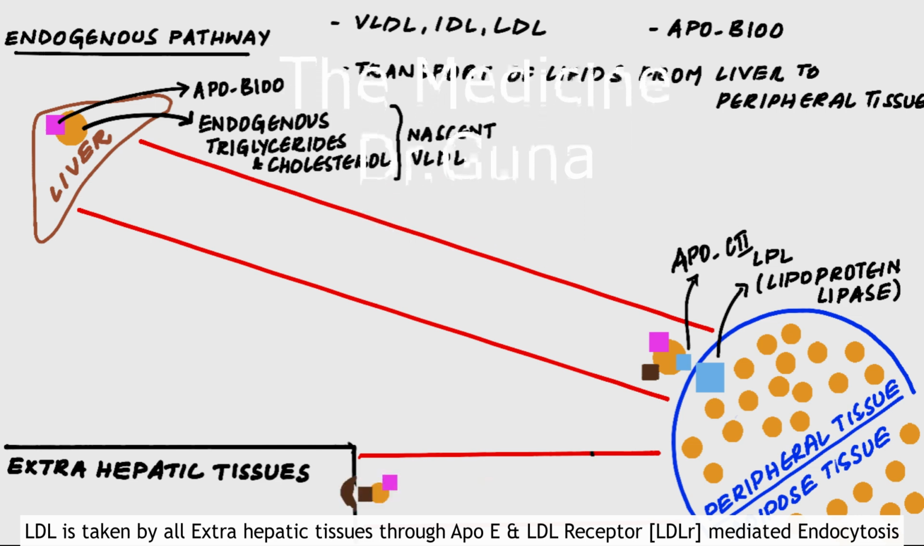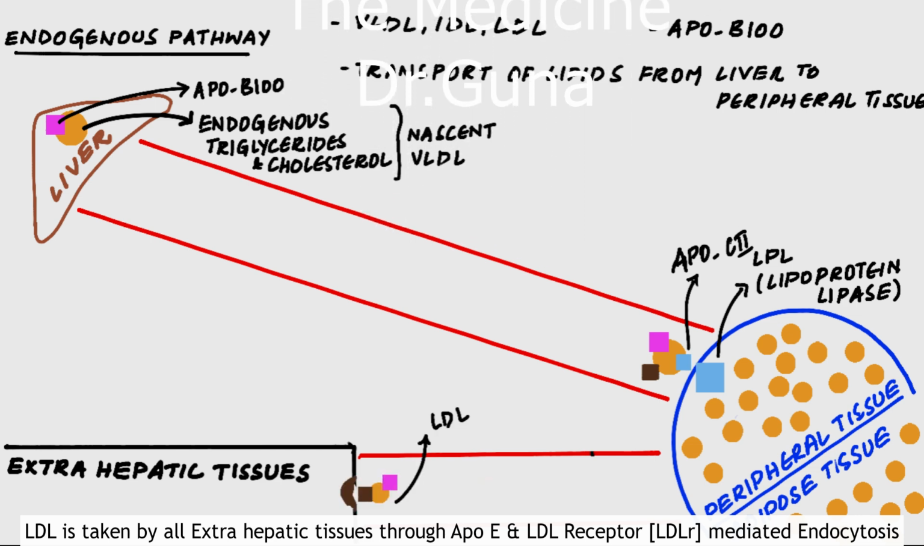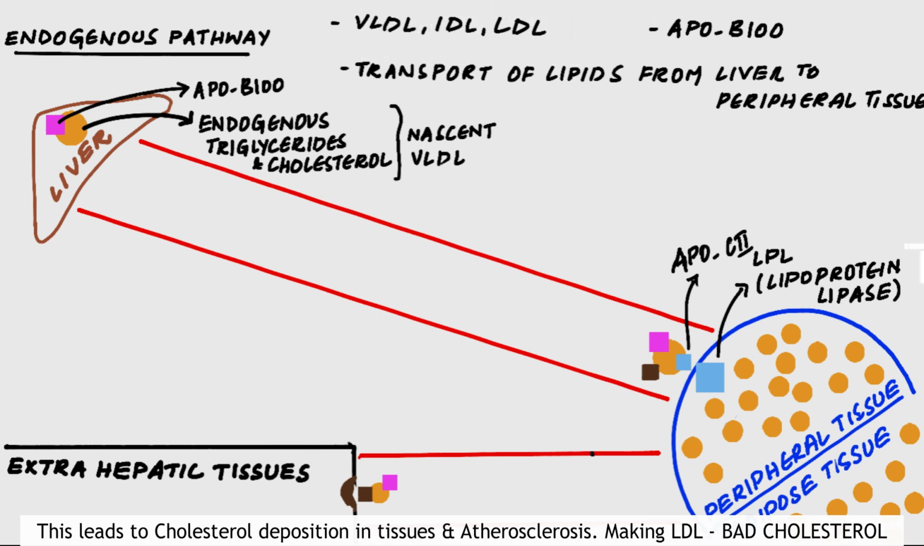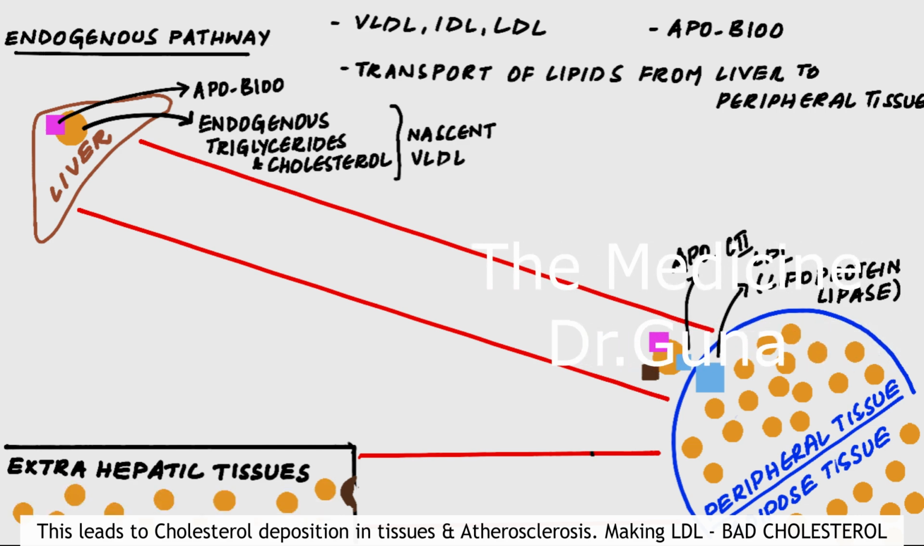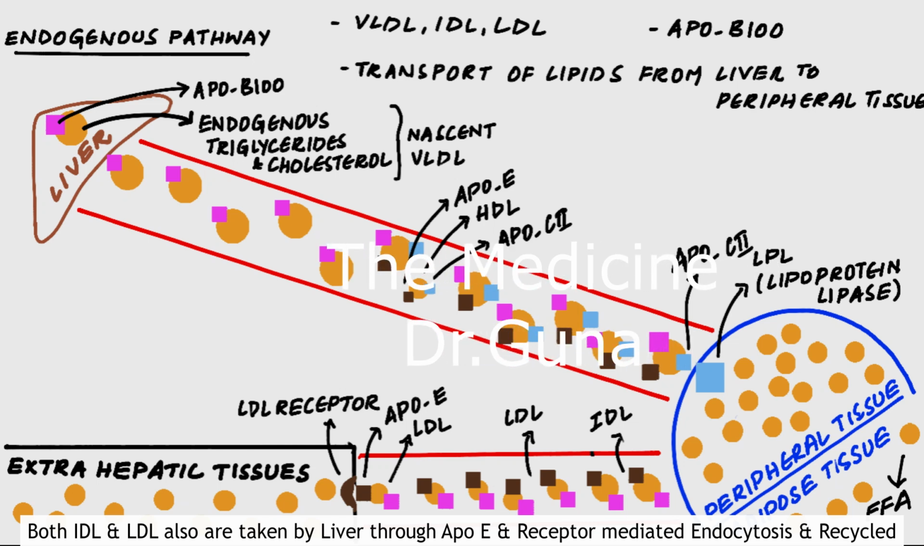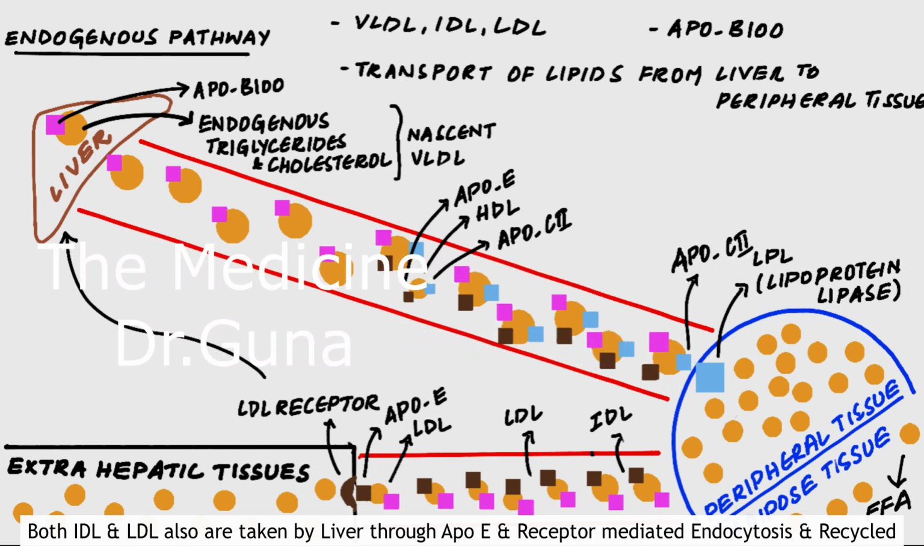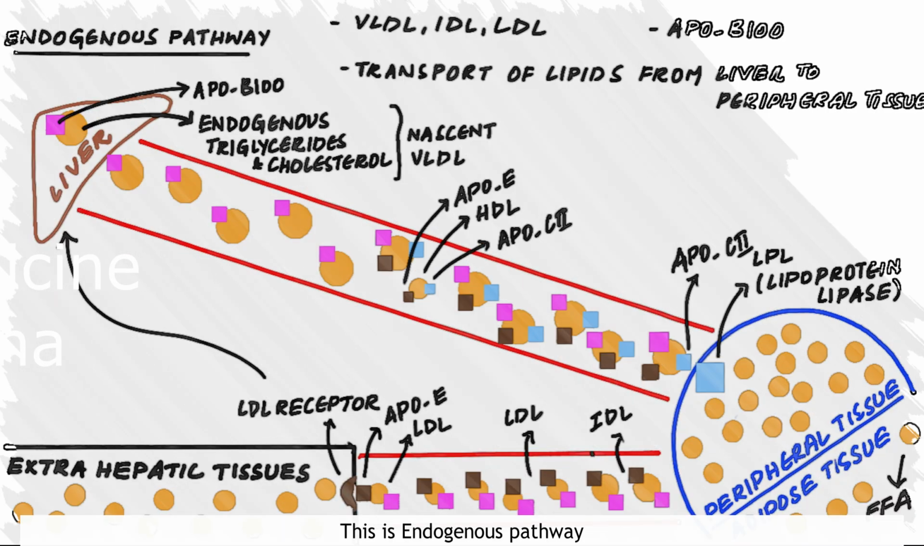LDL is taken up by all extrahepatic tissues through ApoE and LDL receptor-mediated endocytosis. This leads to cholesterol deposition in tissues and atherosclerosis, making LDL the bad cholesterol. Both IDL and LDL also are taken up by liver through ApoE and receptor-mediated endocytosis and are recycled. This is endogenous pathway.